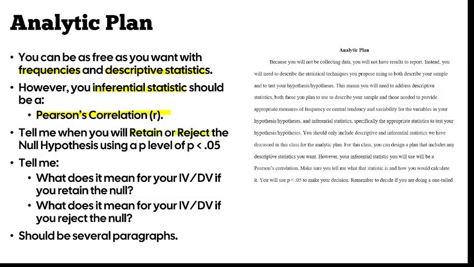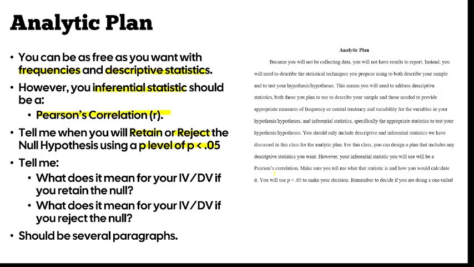If you're confused about what that might mean, I highly suggest you go back and rewatch the presentation from the week about correlations, and watch the presentation about descriptive statistics. I believe in there it talks about the hypothesis testing. You're going to use a p-level of p is less than 0.05.